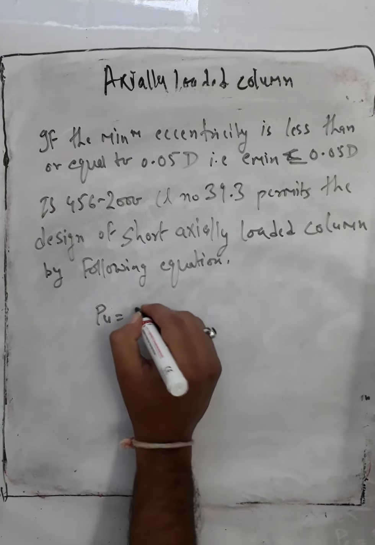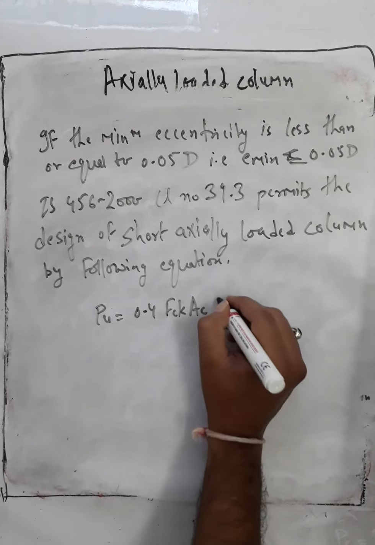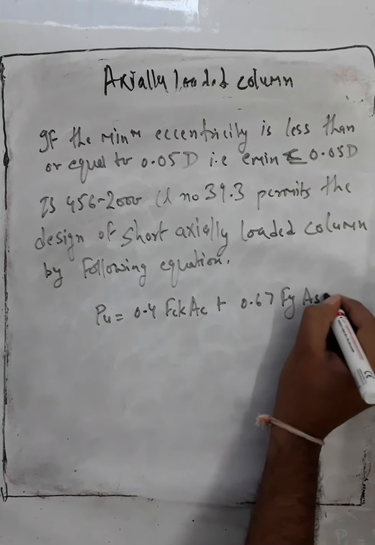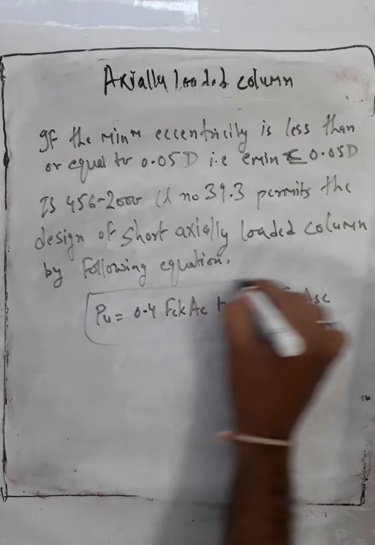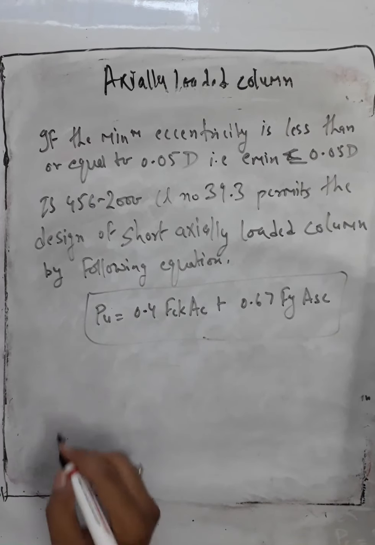PU is equal to 0.4 FCK AC plus 0.67 FY AC. So this is the equation given in our IS code 456/2000. If the minimum eccentricity is less than or equal to 0.05 D, then we use this formula according to clause number 39.3.